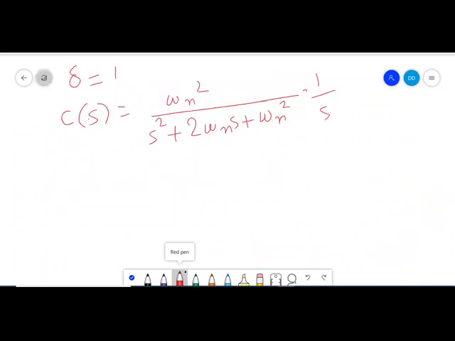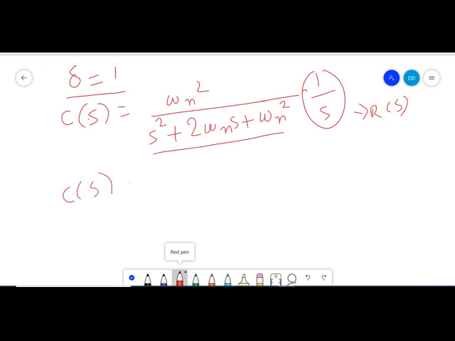So for the critically damped case, substitute delta equal to 1 in the standard form. So in the denominator it becomes s square plus 2 omega n s plus omega n square, into 1 by s, this is R of s. So we can write C of s is equal to omega n square divided by s into s square plus 2 omega n s plus omega n square. We can write it as s plus omega n the whole square.